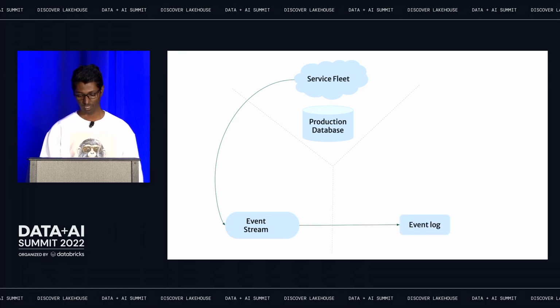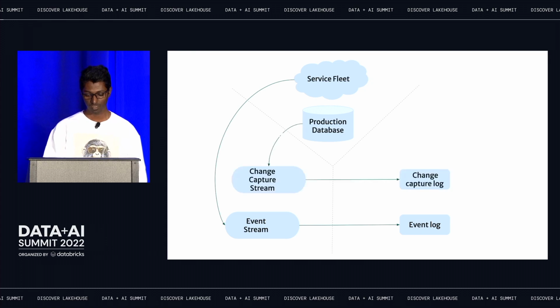And that becomes an event log. So event streams are something that's in Kafka, some kind of an event store, and the event log is some kind of Hive or Spark catalog.